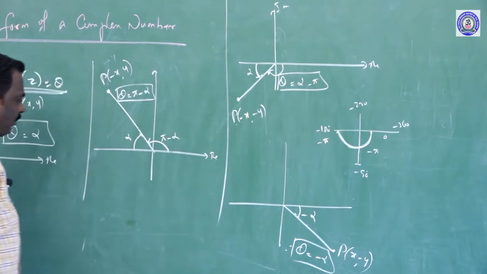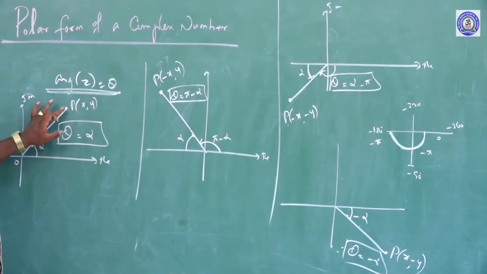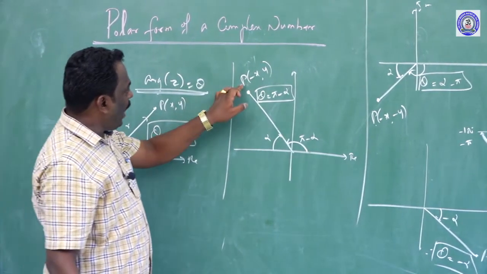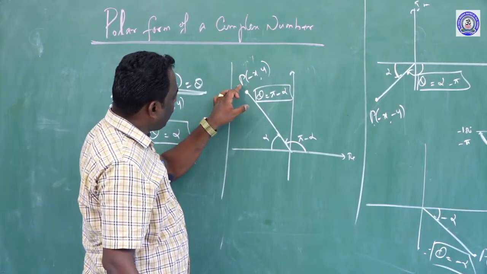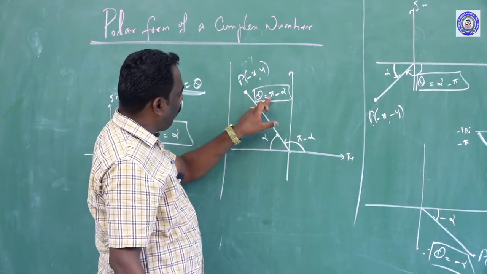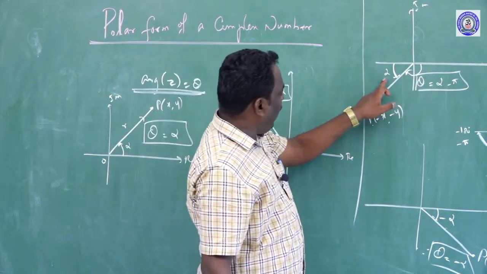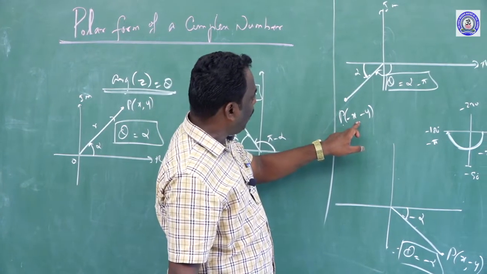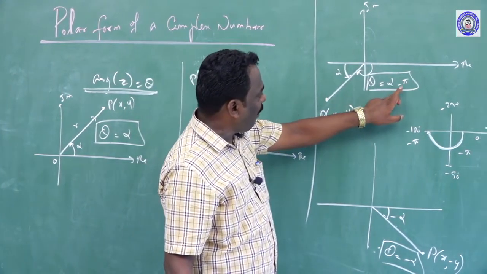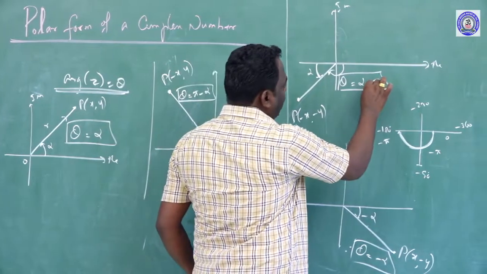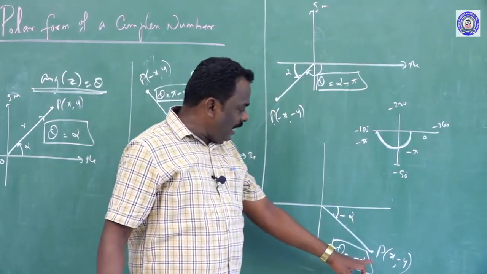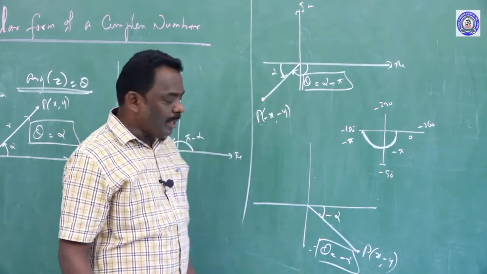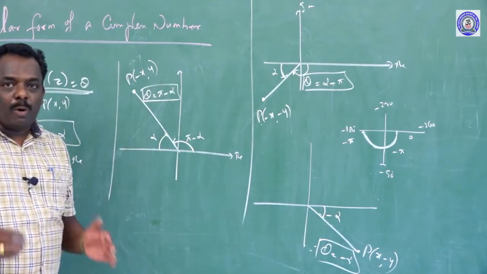Now let us see. If the point lies in the first quadrant, theta equals alpha. If the complex number lies in the second quadrant, theta equals pi minus alpha. If it lies in the third quadrant, with minus x and minus y, theta equals alpha minus pi. If the point lies in the fourth quadrant, theta equals minus alpha. So it depends upon the quadrant value of theta.